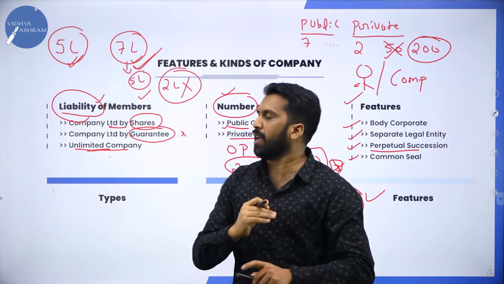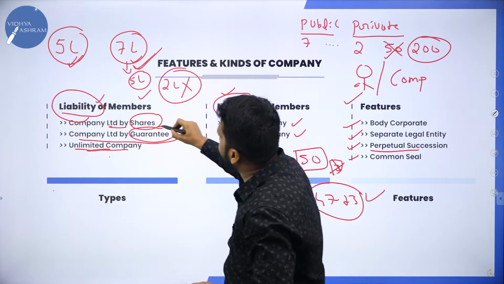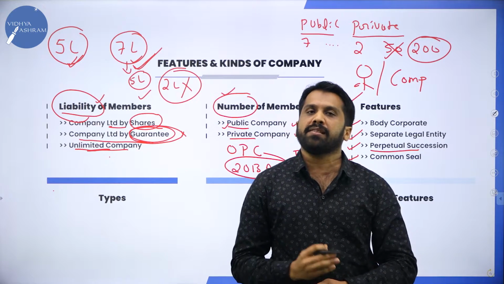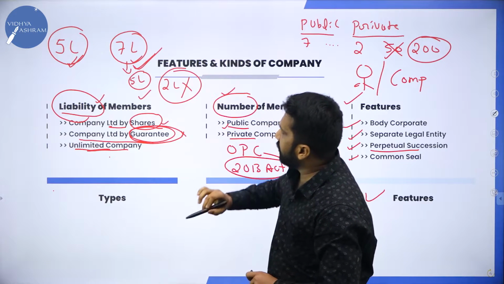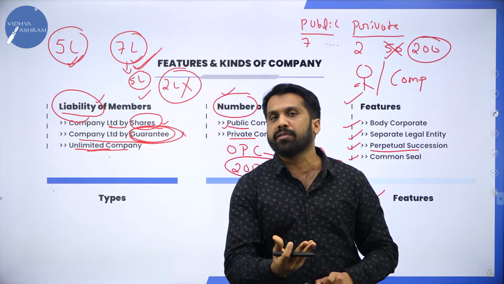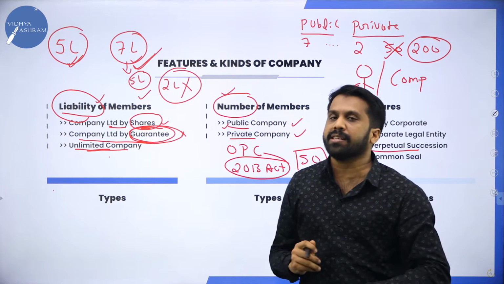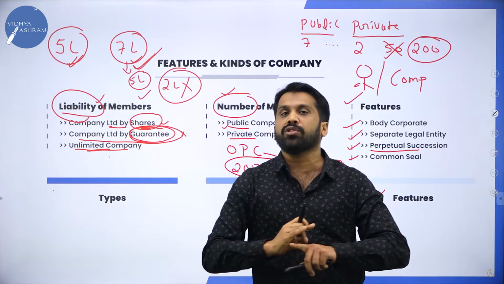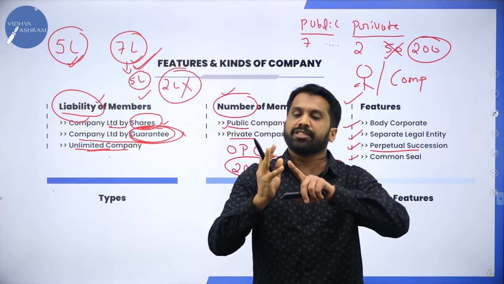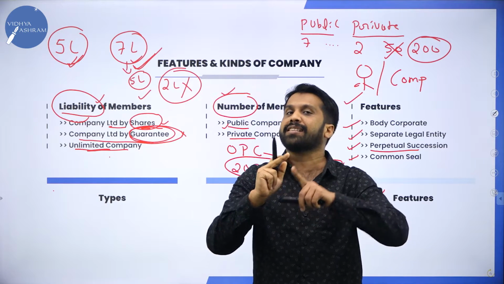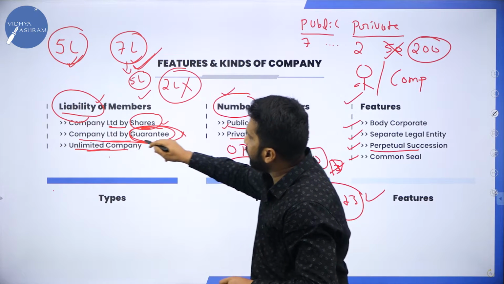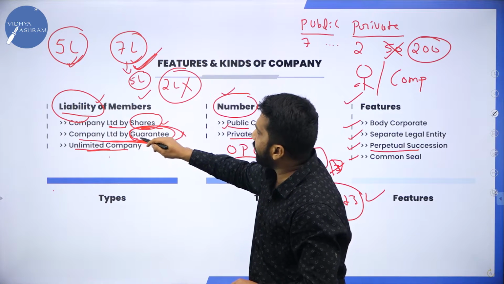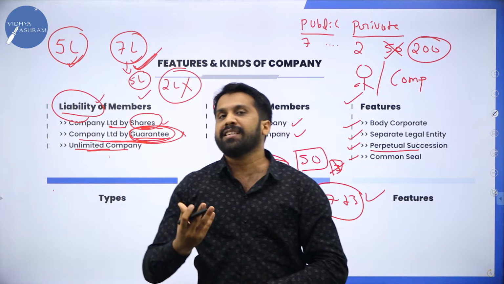Hope you are clear. Now, the last part is company limited by guarantee. What do you mean by company limited by guarantee? You understood what is shares. Now, other than shares, we have guarantee also. Under shares, the members are called shareholders. In limited by guarantee, there are no shareholders. Normally, charitable trusts, societies, clubs go for company limited by guarantee. Whatever is payable to the outsiders will be guaranteed by the members of the company.